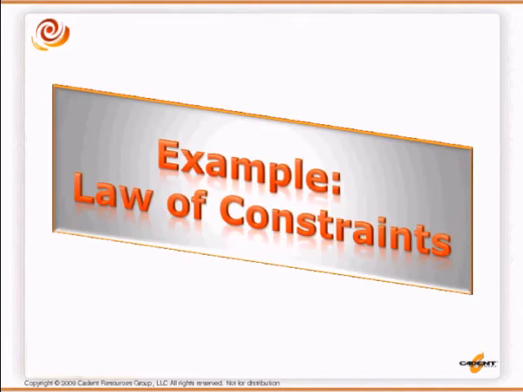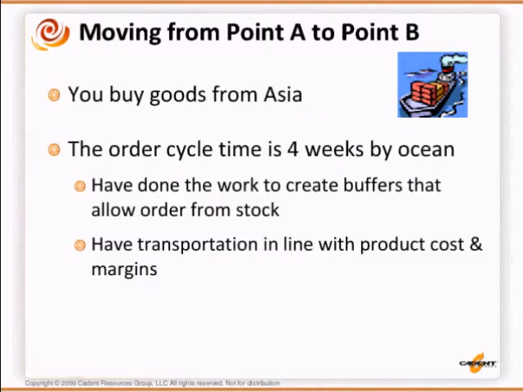Now let's look at the law of constraints. You're buying goods from Asia. This is not unique. Lots of people buy goods from Asia. It might be unique that your order cycle time is only 4 weeks by ocean. You've done some work. You've created buffers at the supplier so that there's a store of finished goods that you can order from stock as opposed to order to manufacturing planning process. And your transportation is actually in line with the cost of your goods. That's why you're using ocean. It's not an expensive good. Remember, my background a lot is in consumer packaged goods. So we're using ocean to move these products.